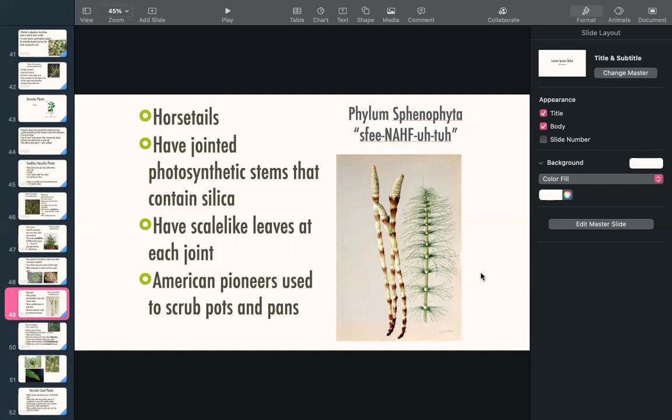And the American pioneers, there's that word pioneer again. So basically the Europeans that went to America and then started moving west, and they were the first, well, they weren't really the first people there, which I really wish we would use a word other than pioneer. They were the first white people there, which I think is more accurate. They used these plants to scrub their pots and pans, and they used this top part there to do that.